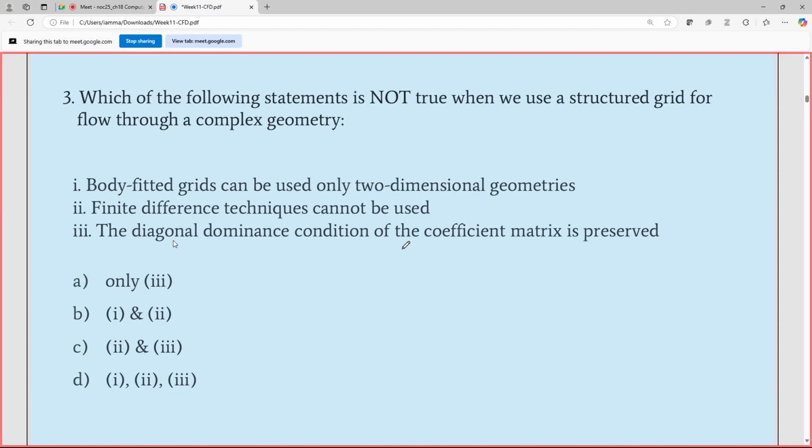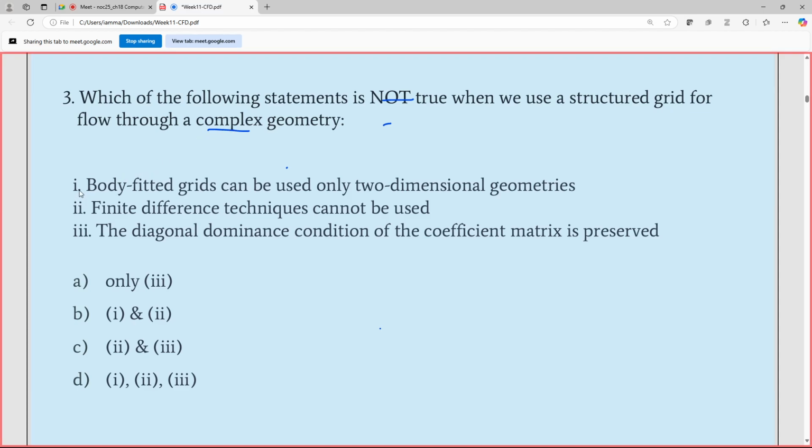Next question. Which of the following statements is not true when we use a structured grid for flow through a complex geometry? So the question is asking which of the following statements is false when we use a structured grid for flow through a complex geometry.